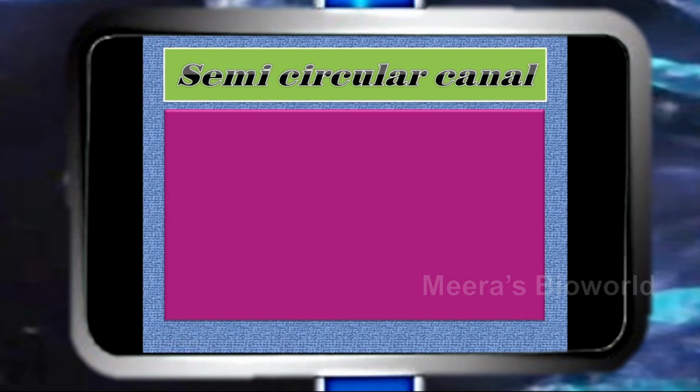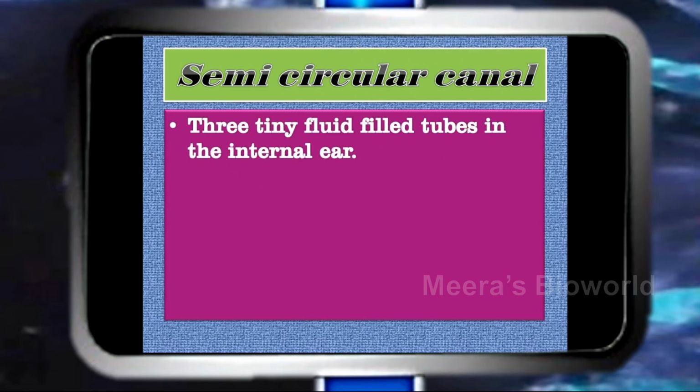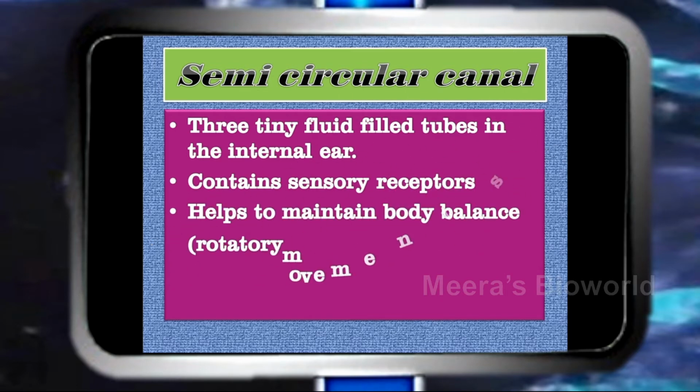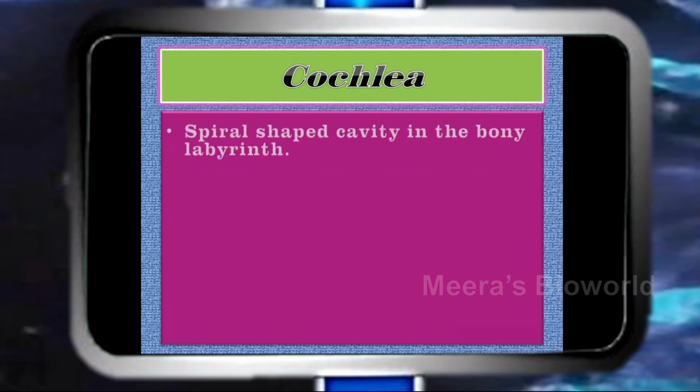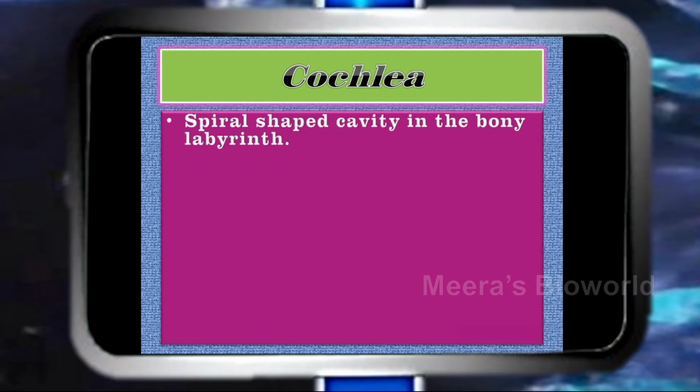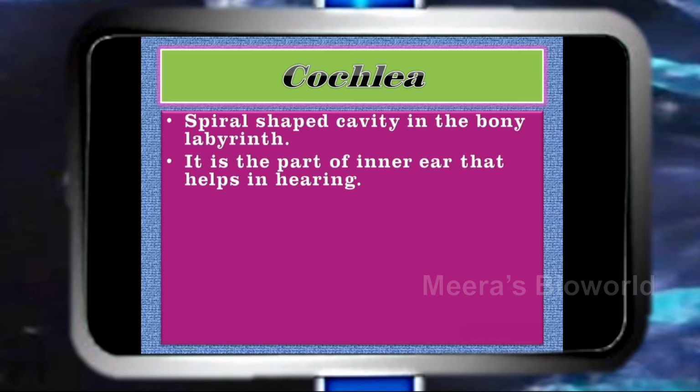Semicircular canal are three tiny fluid-filled tubes in the internal ear. It contains sensory receptors that help to maintain body balance. Moving to the next part, cochlea. Cochlea is a spiral-shaped cavity in the bony labyrinth. It is the part of inner ear that helps in hearing.